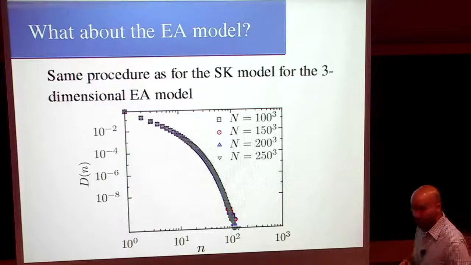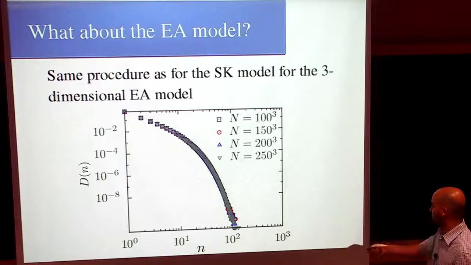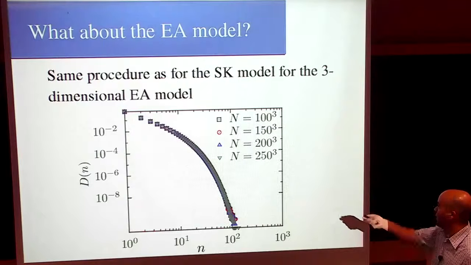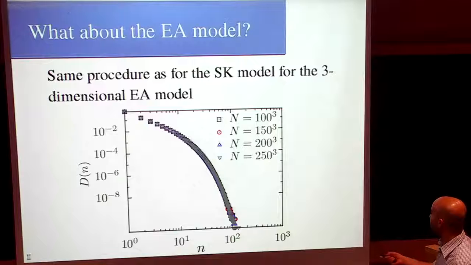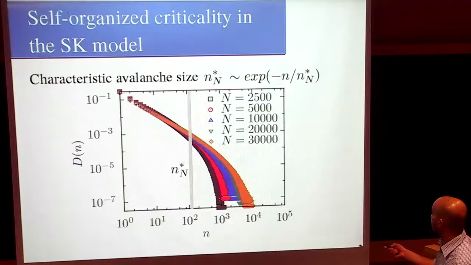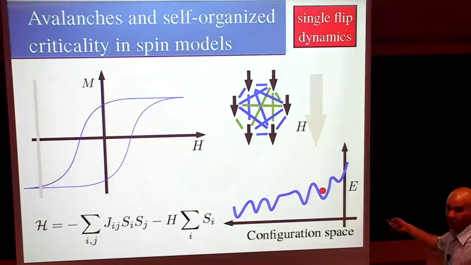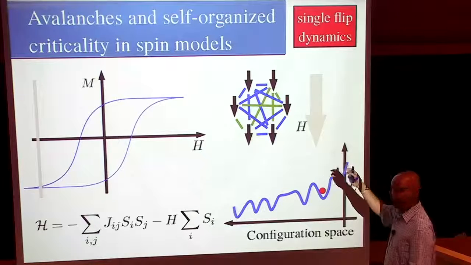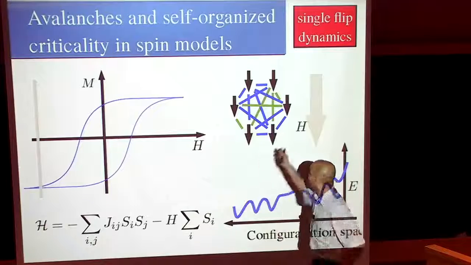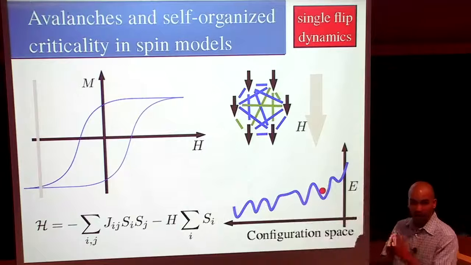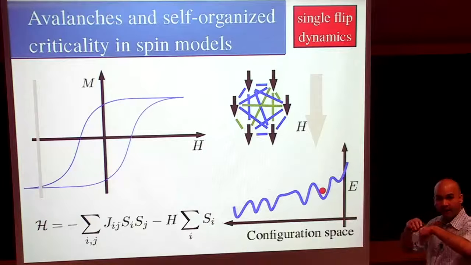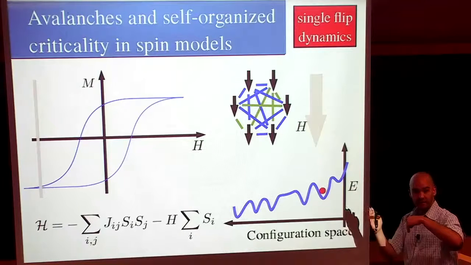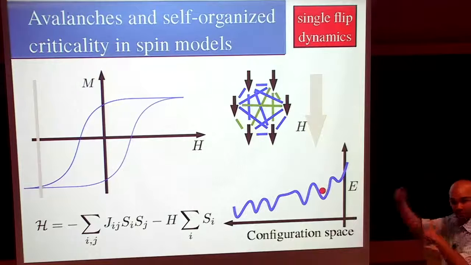What is D of n? It is the frequency of avalanches having, let's say, one spin flip. How do you trigger this? The avalanches are triggered in the same way as shown here. You start with a fully magnetized system, and you apply a field strong enough that all spins are pointing down, and then you choose a magnetic field where just one spin becomes unstable and can flip. Then you relax the system, and you find again the next field that destabilizes the next spin, and so on.